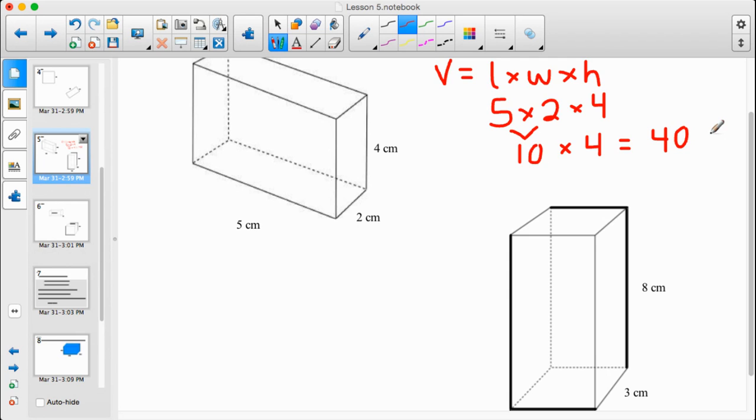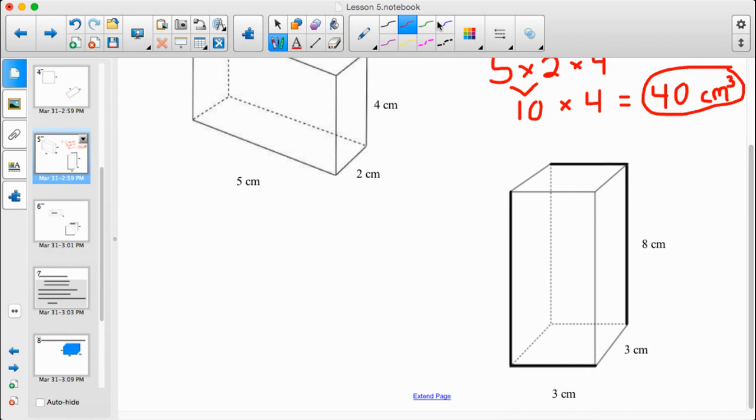And then I'm going to put my units. So I have centimeters, centimeters, centimeters. That means that we write centimeters cubed. And cubed is a little exponent, that's a 3 up in the air, because we had 1, 2, 3 units of centimeters multiplied together. So shablamo, we're done with number 1.